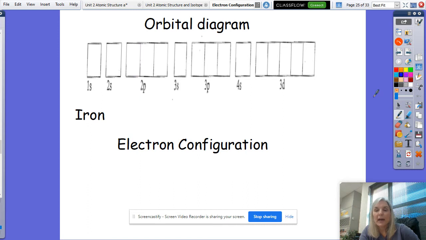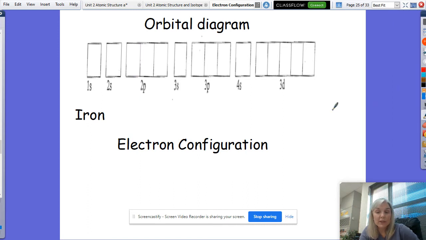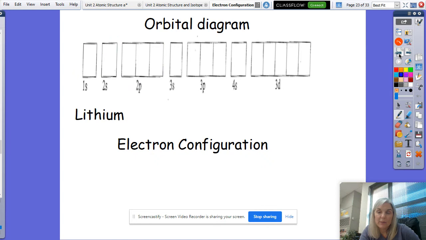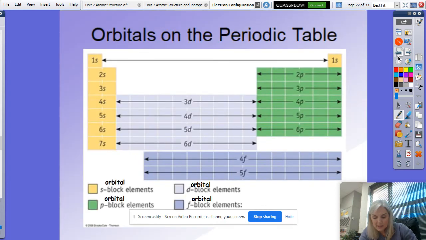All right, let's do iron. So if you want to stop the video and see if you can do iron, you can do that. But I'm going to go back now to my periodic table. And so find iron.